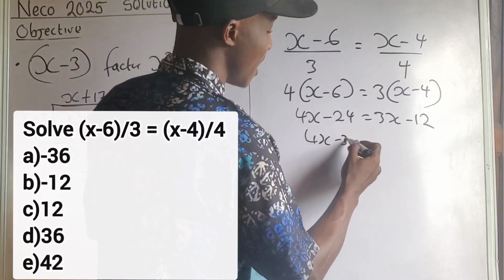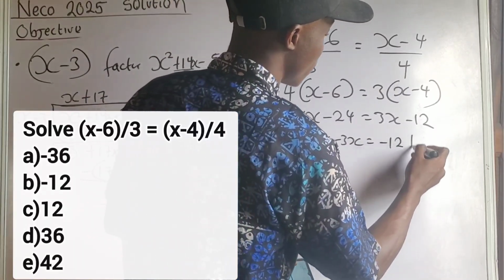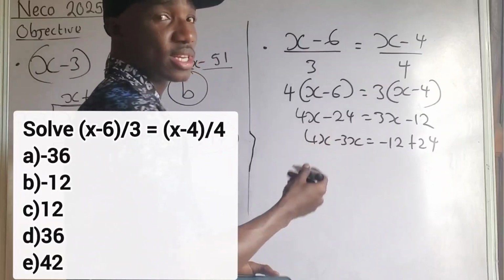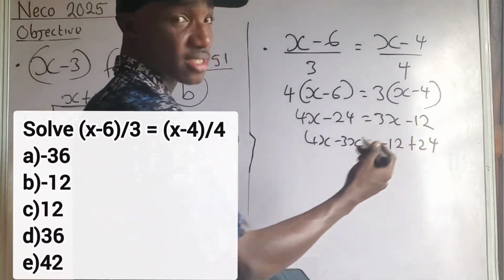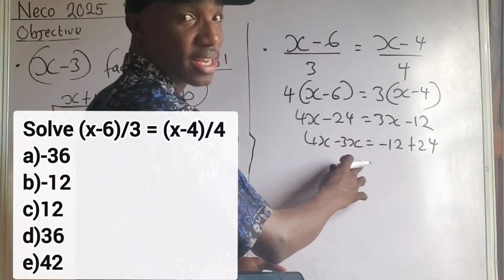Do you understand? 4x minus 3x equals what? Negative 12 plus 24. I just collect like terms, taking 3x to the left hand side and taking negative 24 to the right hand side. So I have 4x minus 3x will give me x.